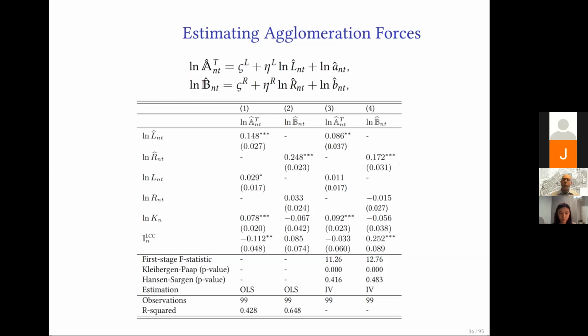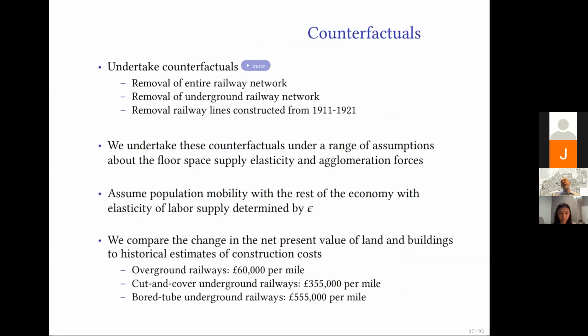Again, once we instrument, we obtain numbers which are pretty much in line with what other people have found, and are much smaller than when you don't control for the endogeneity problem. What I want to spend my last 8 minutes on is illustrating how this framework can not only be used to go back in time, generate missing data and estimate the strength of agglomeration forces, which is what I've done so far, but can also be used to think about counterfactual questions.